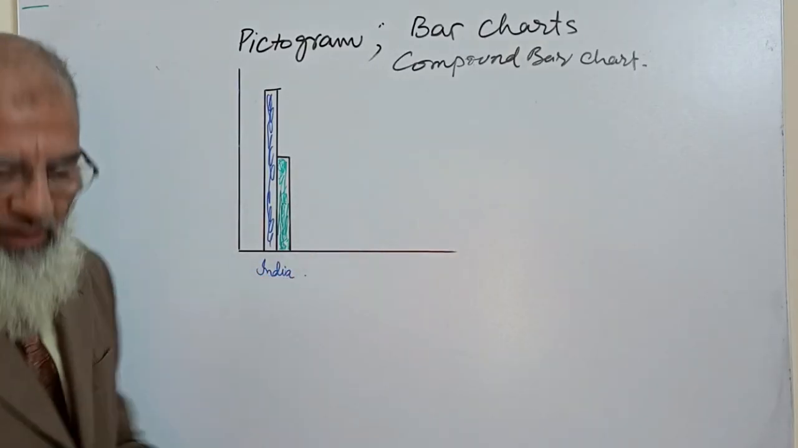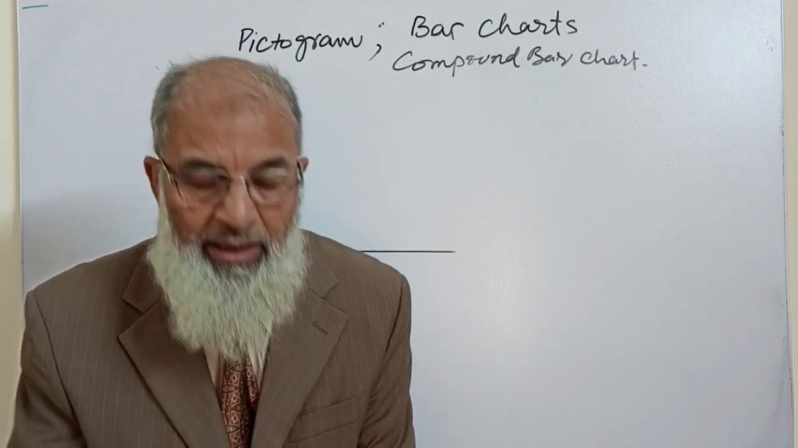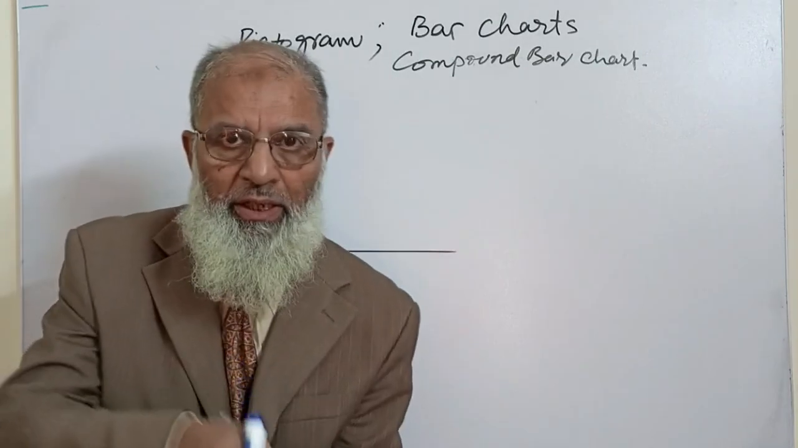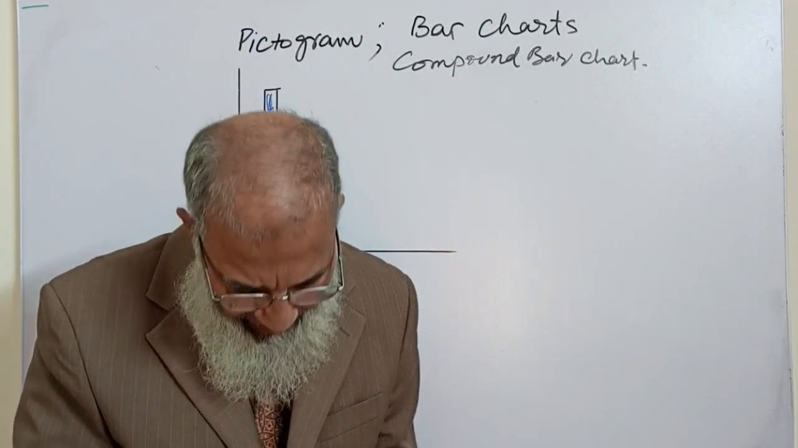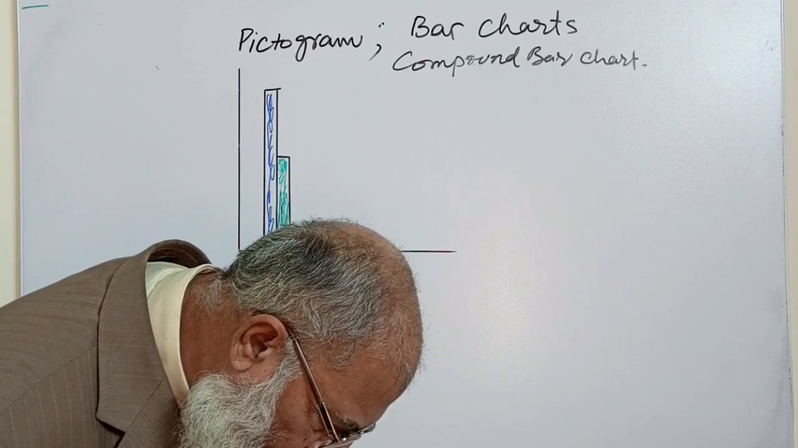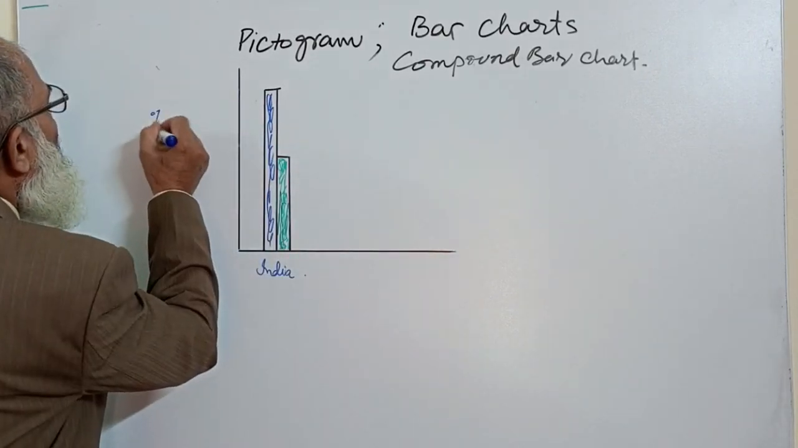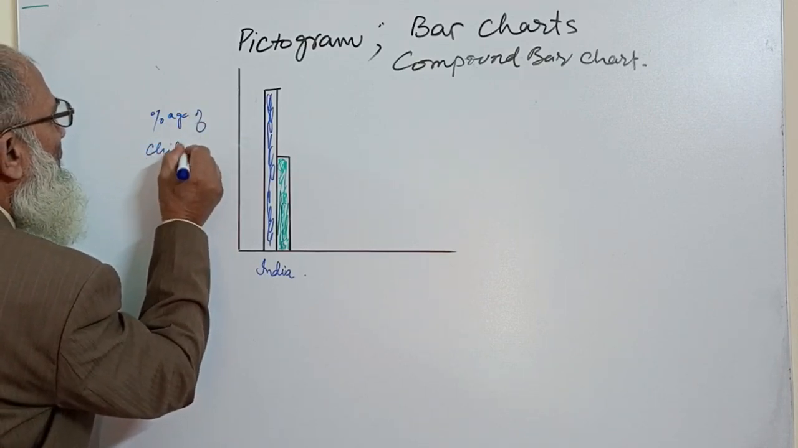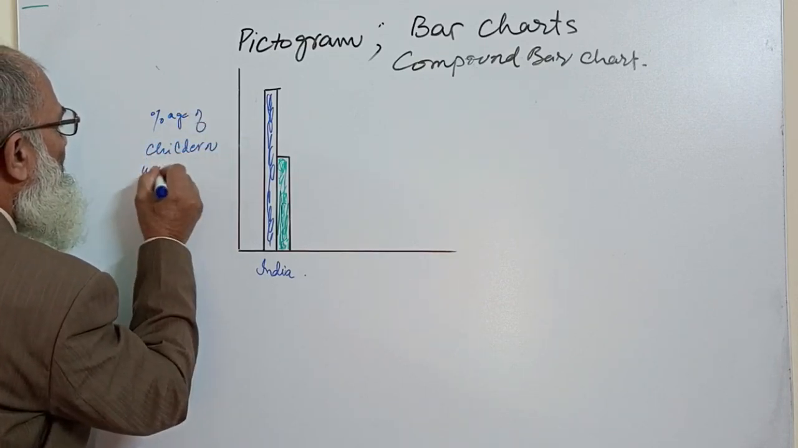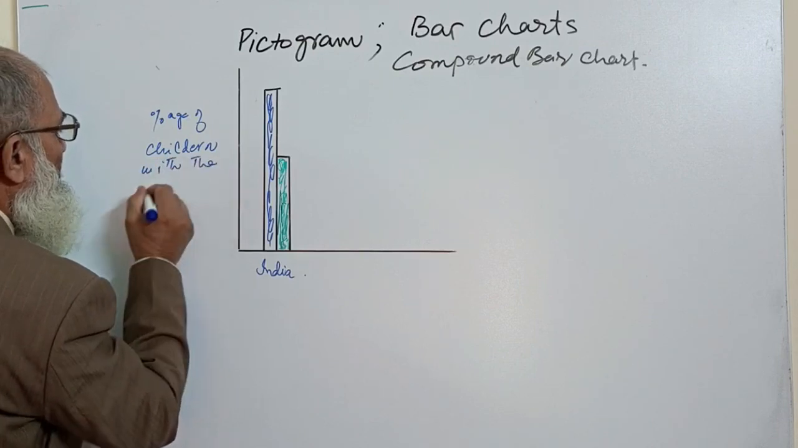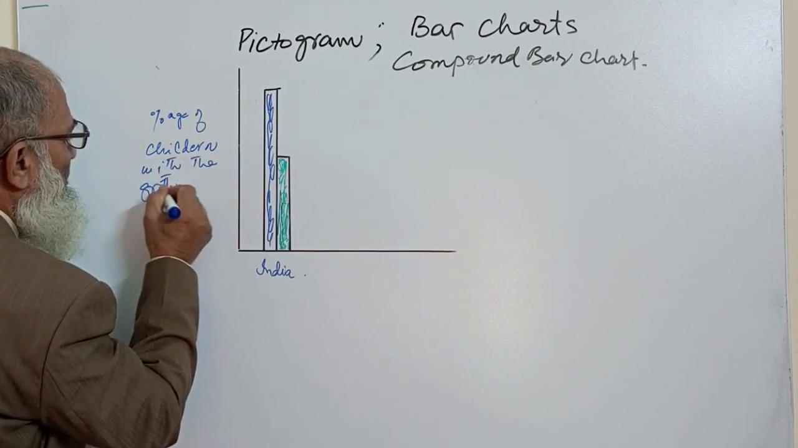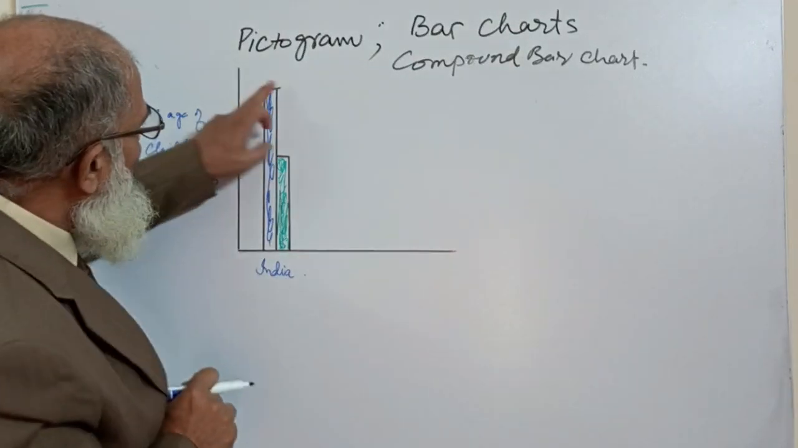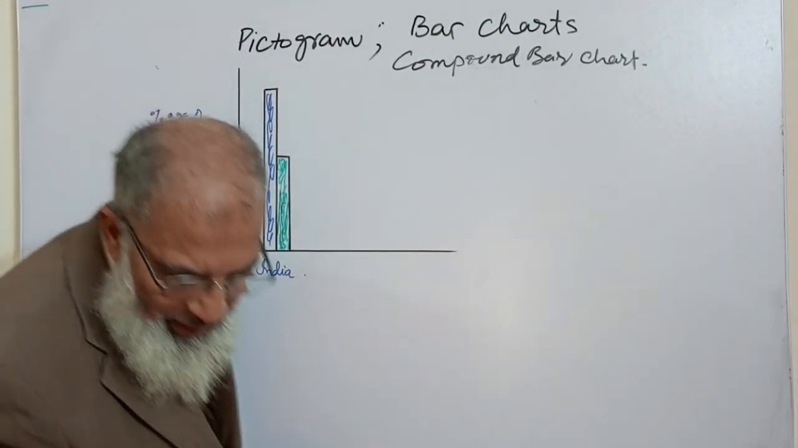As the book states over here, this is not my personal data. This is already given in this book at page number 91, and the percentage of children with growth problem. Now this is the percentage of children with the growth problem. And this is India, and now I'll tell you how much the percentage is.